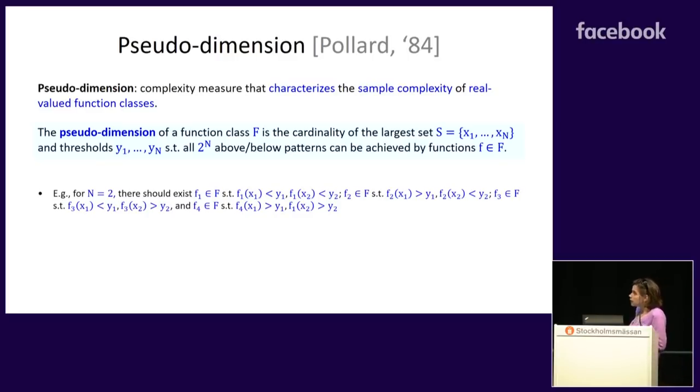Just to give an example, if n equals 2, what do I mean by above and below pattern here? In order to be able to say that we shatter 2 points by these functions in our class, we need to show that there exist points x1, x2, and threshold values y1 and y2, such that all 4 above and below patterns can be achieved. By this I mean there exists a function f1 that achieves a below pattern, which means that f1 on the point x1 is strictly smaller than y1, and f1 on x2 is strictly smaller than y2.